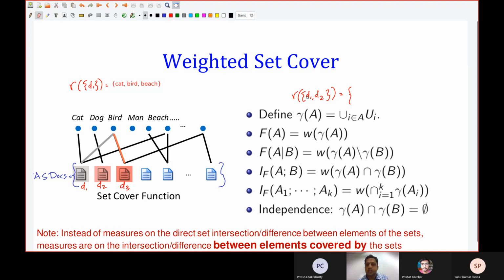Okay, so now if I consider two elements D1 and D2, then looking at cat, bird, beach for D1, but D2 covers dog. Oh, some links are missing. Let me do D3. I think D2 is not fully specified. Let's look at D3. So what is D1 comma D3's coverage? D3 covers bird again, right? D3 covers some other concept also. So bird will not be repeated twice. It's a union, right? And then you'll have other terms covered by D3. So this union has taken care of a kind of repetitive beach. So that's where the diminishing returns comes, right?